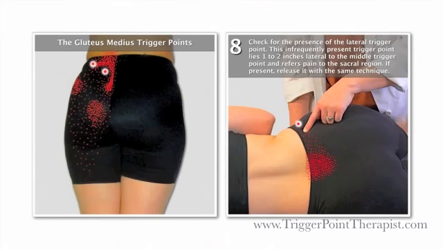Now we'll check for the presence of the lateral trigger point. This infrequently present trigger point lies 1 to 2 inches lateral to the middle trigger point and refers pain to the sacral region. Although I rarely see this in practice, I do check for it. If present, release it with the same technique.